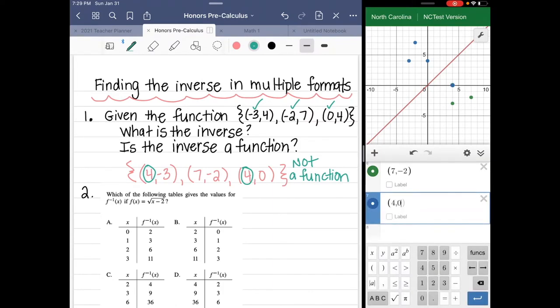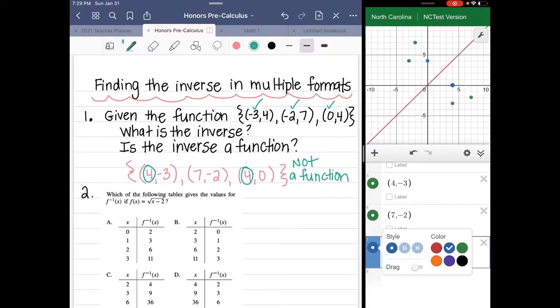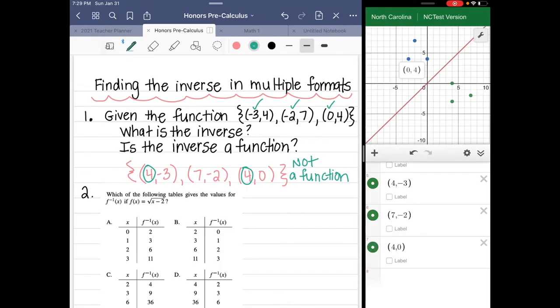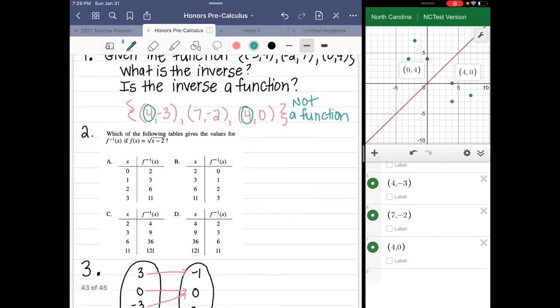And the last one is going to be a 4, 0. You should be able to see there that those are reflections of each other. I can see that the points 0, 4 and 4, 0 are reflections over the line y equals x.